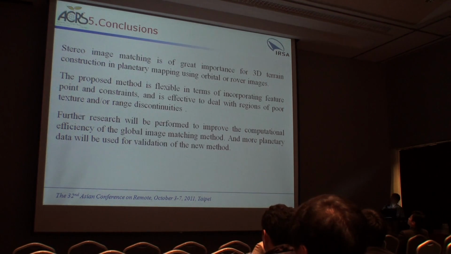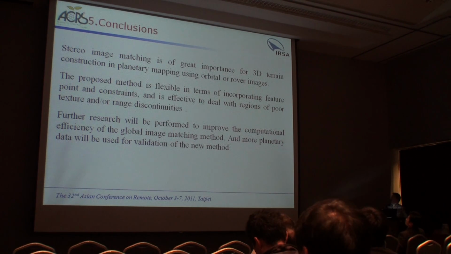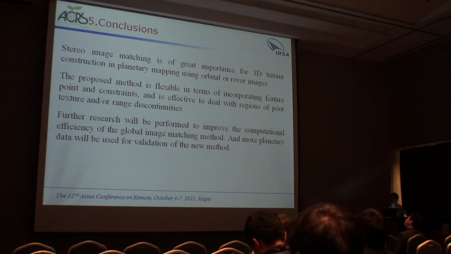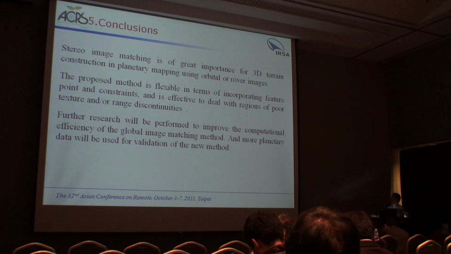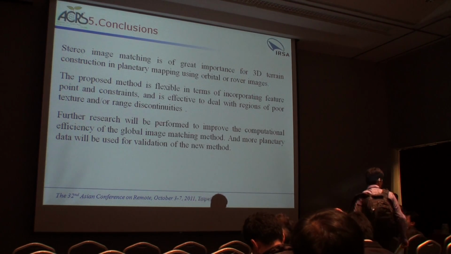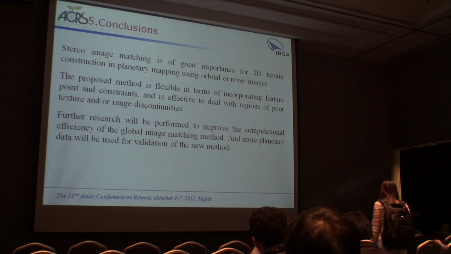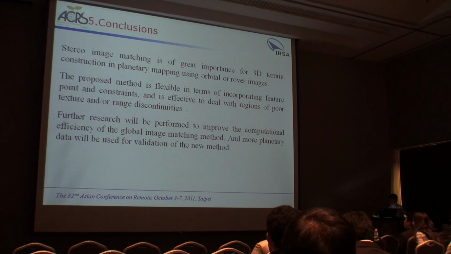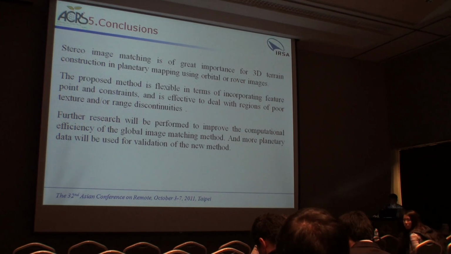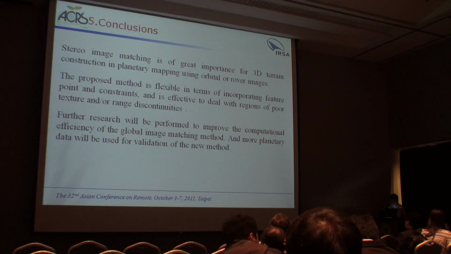A short conclusion. Basically, stereo image mapping is still of great importance and still an interesting hot topic for 3D mapping. The proposed method looks effective and is flexible in terms of incorporating feature points and constraints. The preliminary results are fine, but we will use more lunar and Mars images to test our new method. Hopefully this will be implemented further and applied in real missions. Thank you very much.